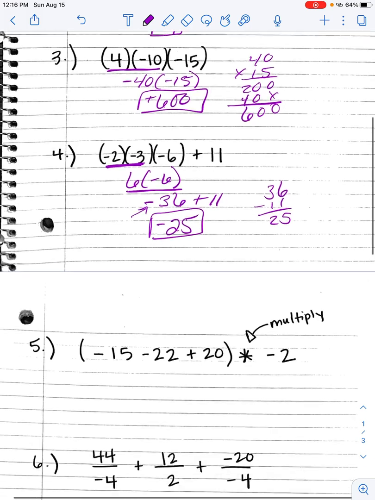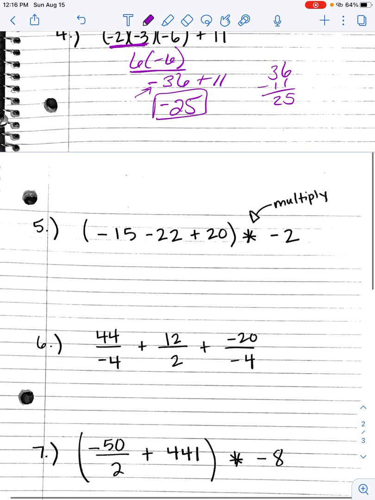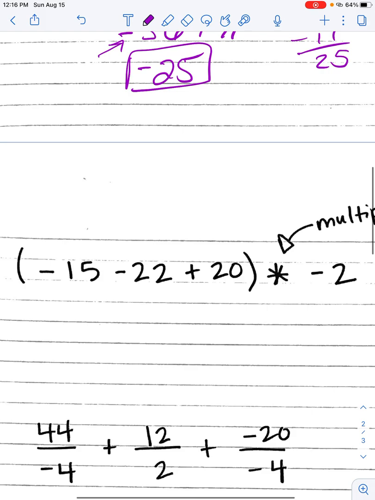Okay. Let's go on, get a little bit more difficult. Number 5, we've got parentheses, we've got a multiplication sign, and we've got addition and subtraction. So everything inside the parentheses gets done first. We know that by order of operations. It's all addition and subtraction, so we can just go left to right. So I'll start with negative 15 minus 2. Those are the same sign, find the sum. The sum would be 37, and they're all negative, so my answer would be negative.